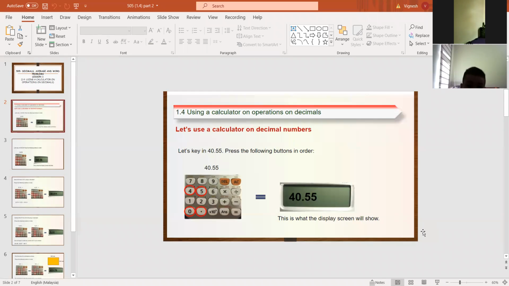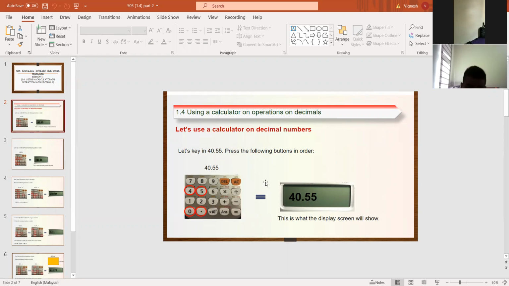Let's use a calculator on decimals. It's the same actually, but the only thing you have to add is the decimal button. Can you all find the decimal button in the calculator? Who cannot see the decimal button? I think it's very easy for you to type out the buttons. That's the only thing you need to add. Other than that, it's very easy to do the addition, subtraction, division, and also the multiplication.